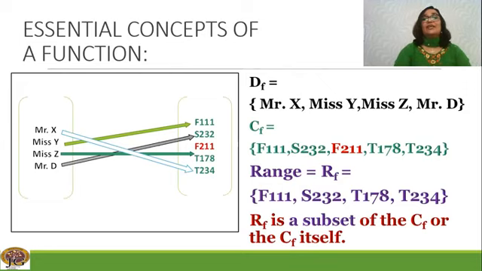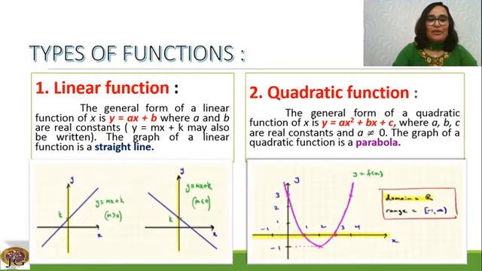Range of the function is a subset of the codomain of your function. So this point is very important, that RF is a subset of the CF or the CF itself. So in other words, the range of the function is a subset of the codomain of the function. Okay, so I think this much you have understood very clearly.